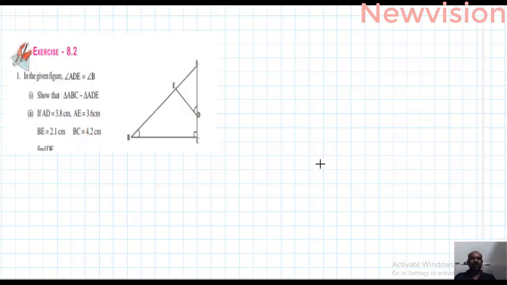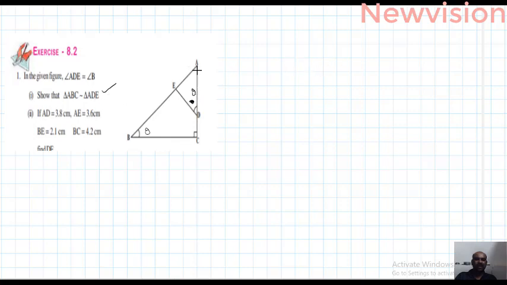Okay students, we have completed all three similarities. Now we need to solve problems. This is the first problem from exercise 8.2. In the given figure, angle ADE is equal to angle B. Say this is theta, so this is also theta. Then show that triangle ABC is similar to ADE, and if AD is 3.8 and AE is 3.6, we want to find DF. First of all I want to prove triangle ABC is similar to triangle ADE.